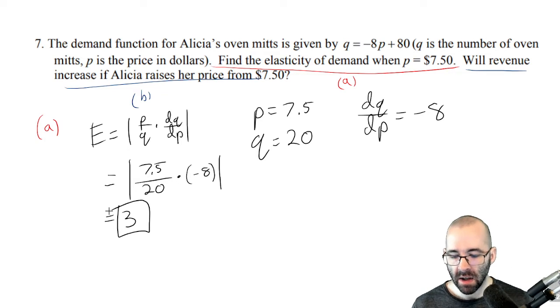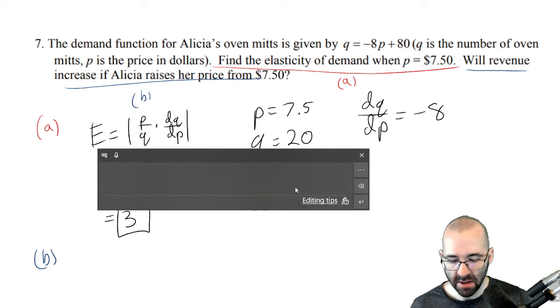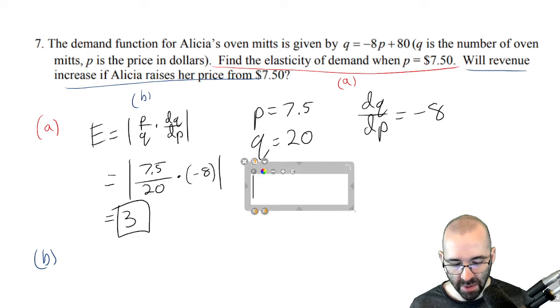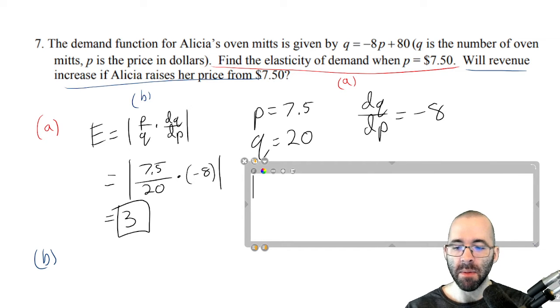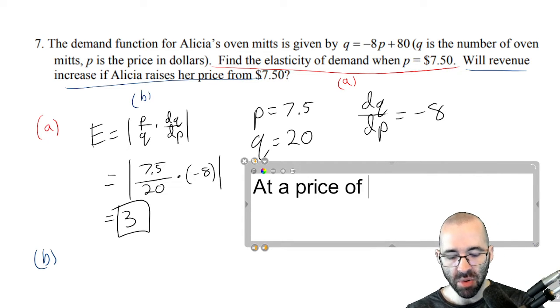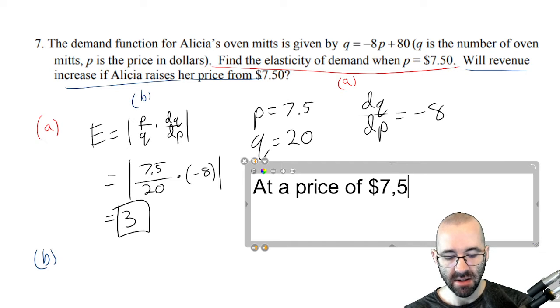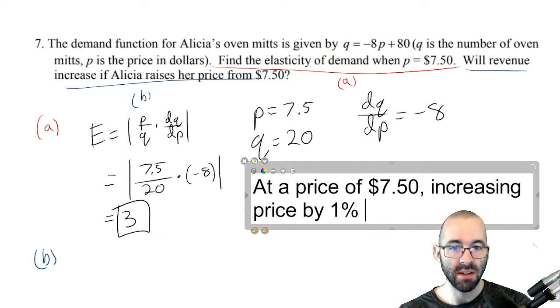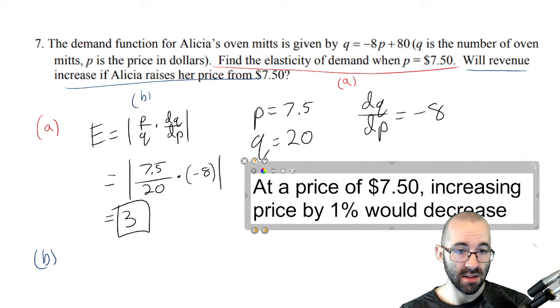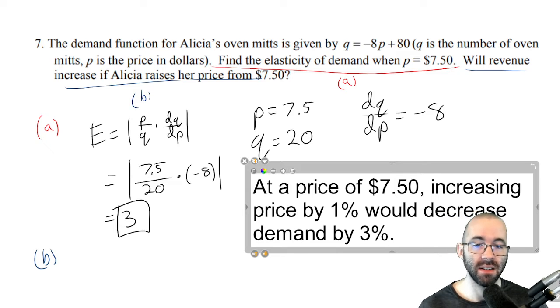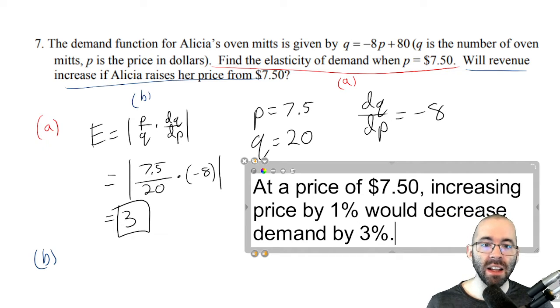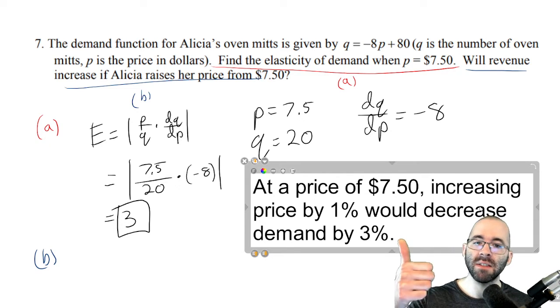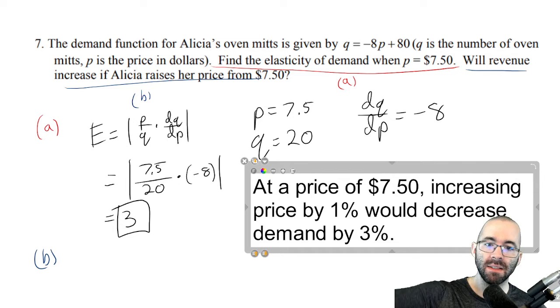Great. And now it didn't ask us to say this, but I just really want to emphasize it. What does this mean? That means at a price of $7.50 per oven mitt, increasing price by 1% would decrease demand by 3%. That's what elasticity of demand means.